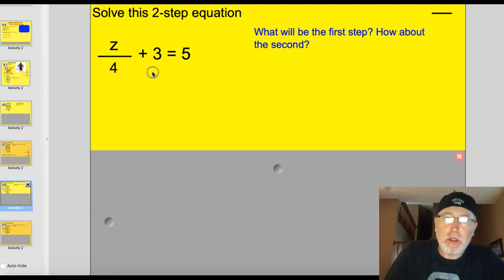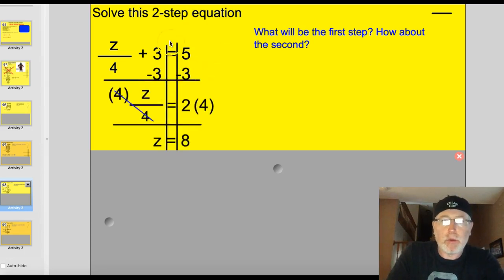Let's do this thing. Here we go. So we're going to subtract 3 from both sides. These 3's cross off. Sorry, I don't know where my thing is, so I will just make one. It's kind of big, but it'll work. And then when we subtract, we're going to have 5 minus 3 is 2. So now we have z divided by 4 equals 2.